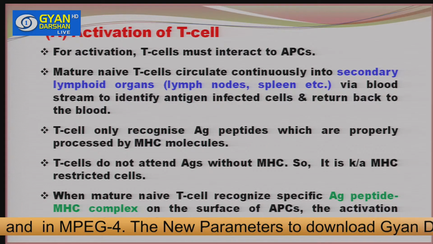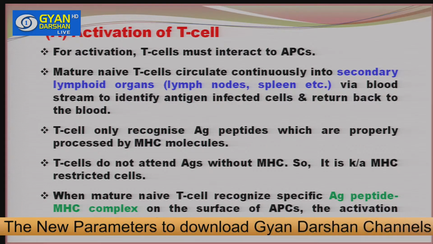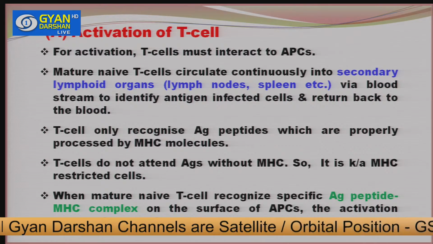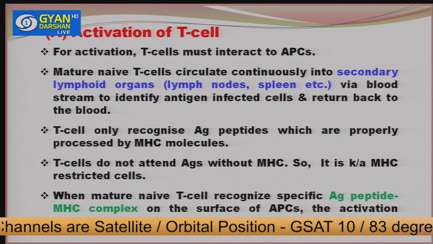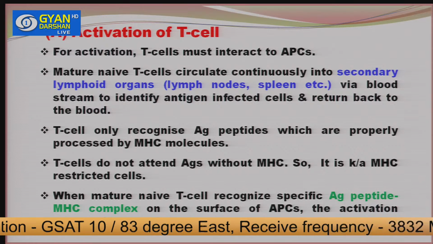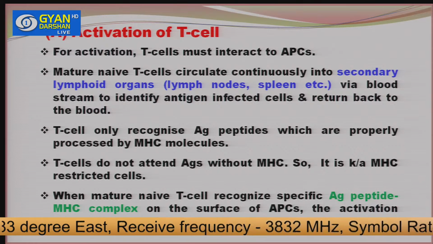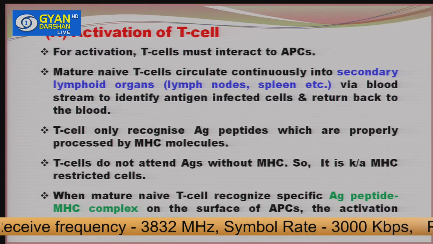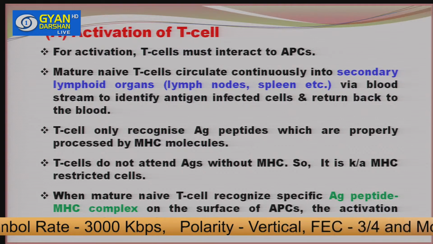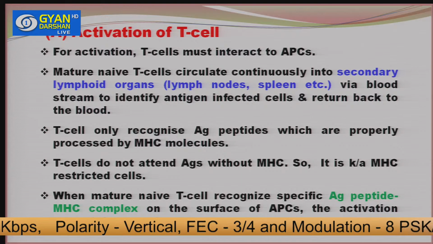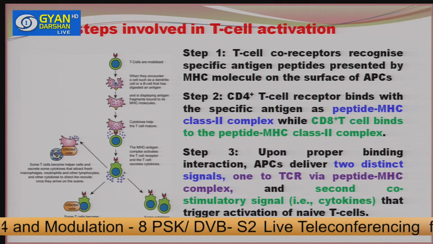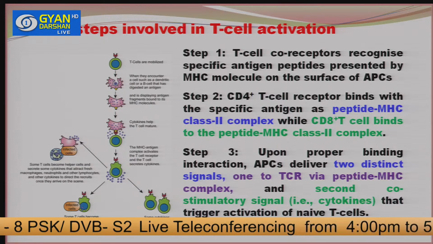When the mature naive T cell recognizes a specific antigen peptide MHC complex on the surface of the antigen presenting cells, the activation process starts. It means your T cell is MHC restricted. It will interact with the APC, then activation will start. Otherwise, the T cell will not activate. There are three steps involved in T cell activation.